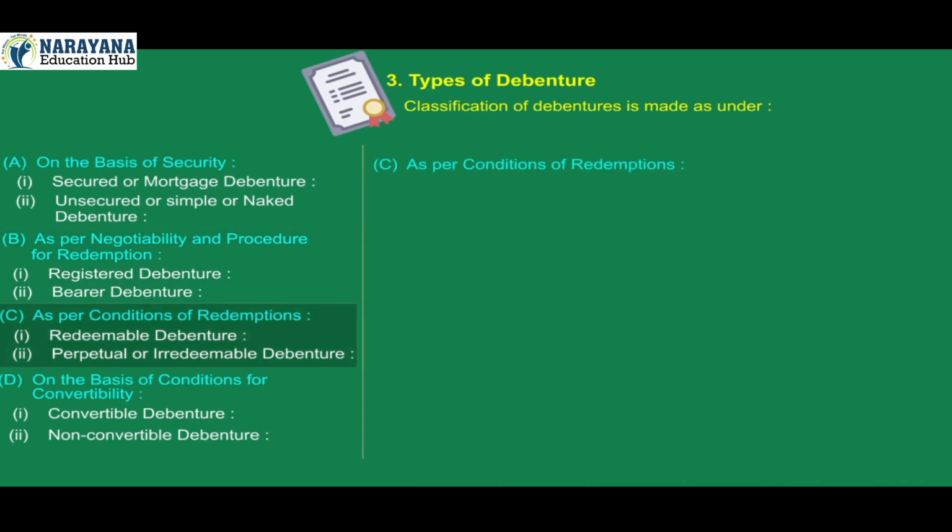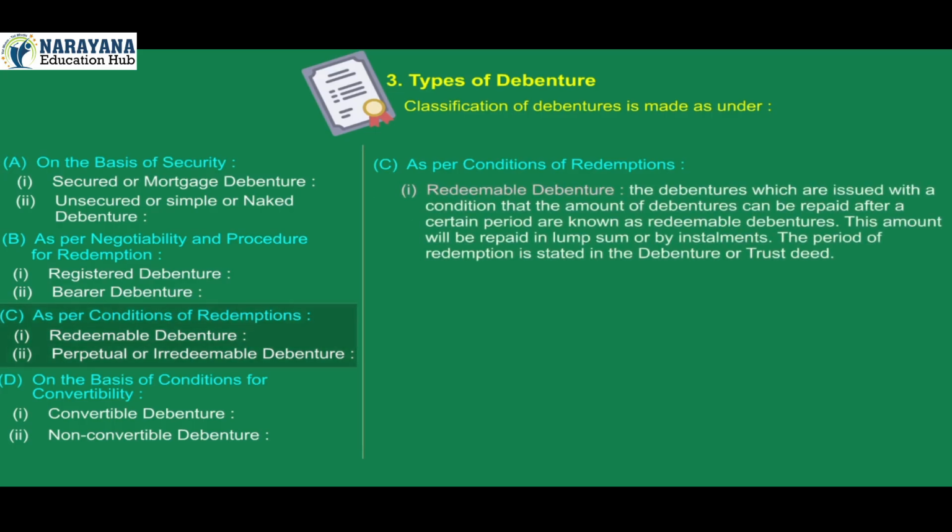C. As per condition of redemption. 1. Redeemable debenture. The debentures which are issued with the condition that the amount of debentures can be repaid after a certain period are known as redeemable debentures. This amount will be repaid in lump sum or by installments. The period of redemption is stated in the debenture or trust deed.